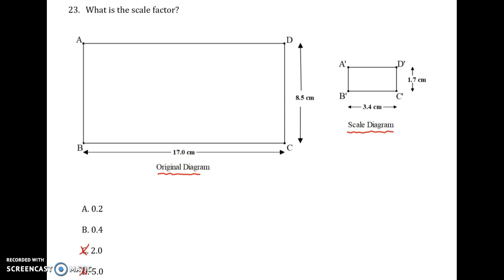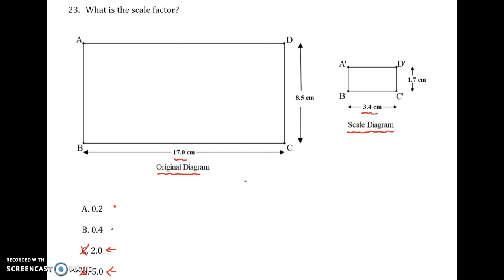Our scale diagram is not twice as large, and it's definitely not 5 times larger than our original. So that leaves us with a scale factor of either 0.2 or 0.4. Now, to find out which of those it is, we would need to compare corresponding sides. So let's look at the length here of 17 centimeters and the length here of 3.4 centimeters.